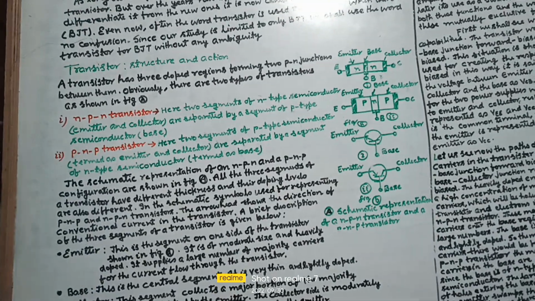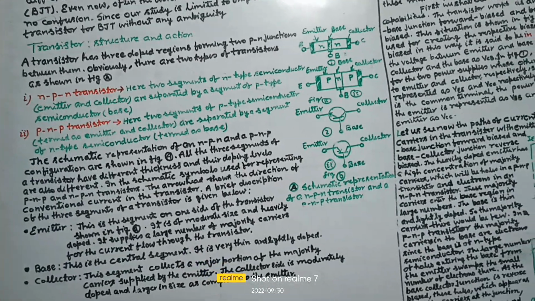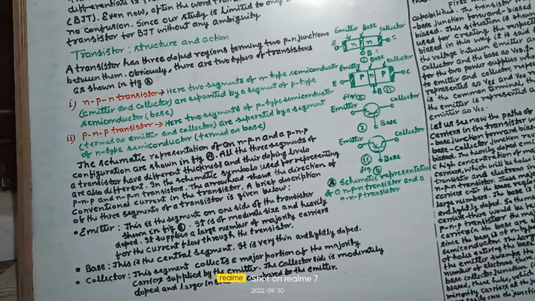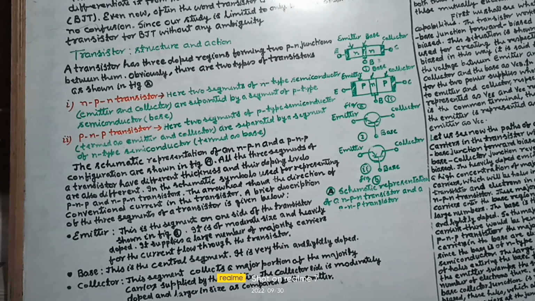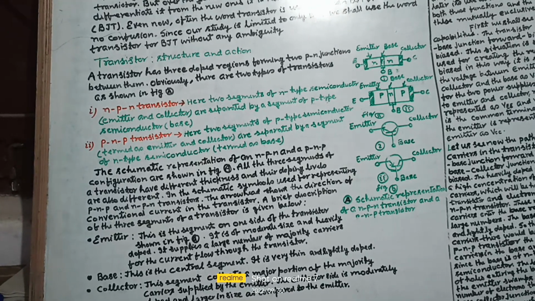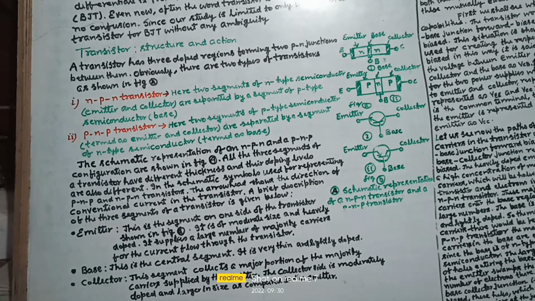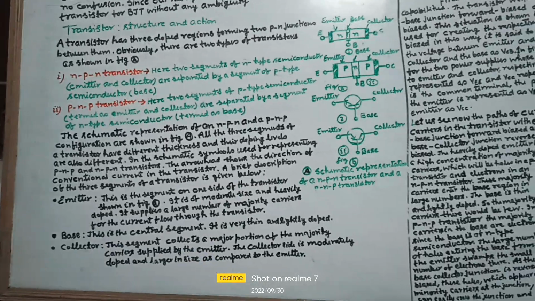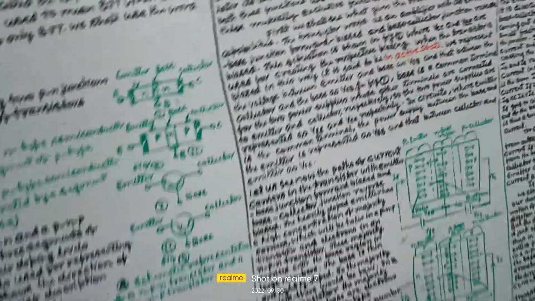Base. This is the central segment. It is very thin and slightly doped. Collector. This segment collects a major portion of the majority carriers supplied by the emitter. The collector side is moderately doped and larger in size as compared to the emitter.